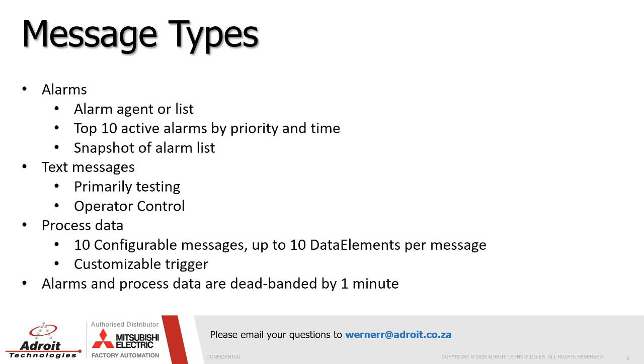At this point, we've allowed the system to deliver 3 different types of messages. First and foremost are alarms. Alarms are configured by pointing or linking an Adroit Air user to an alarm list. The user will then receive the top 10 active alarms on that alarm list or alarm agent by priority and time. You'll need to keep in mind that it's a snapshot of the alarms at a certain point in time, so it doesn't hold a history. Meaning that as your alarm list changes, if you end up with an empty alarm list, the user will also see that alarm list as being empty.